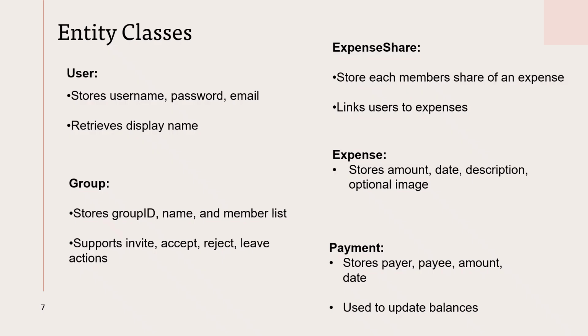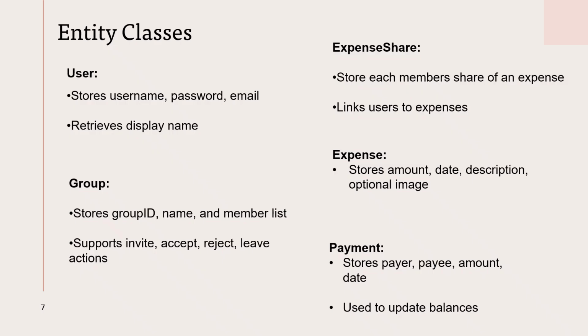And that will give you a clean style in the program. Now we're going to be talking about entity classes, and this is where the actual data is stored. I have 5 entity classes in my diagram, which are user, group, expense share, expense, and payment. Let's start with user first. The user class stores personal information such as the username, email, and password. As for the group class, that stores group ID, name, and member list, and is also responsible for supporting invitation, acceptance, rejection, and when members leave.